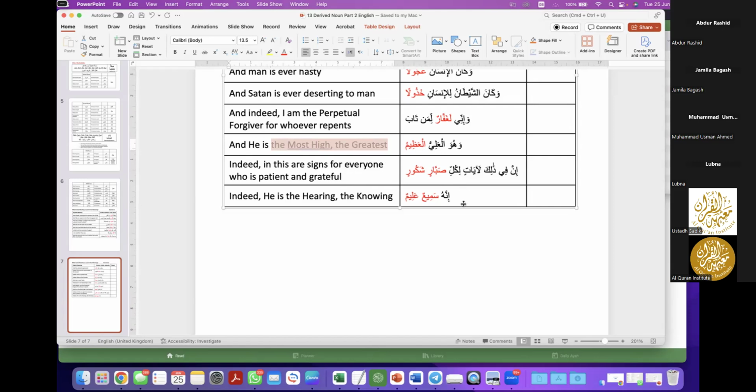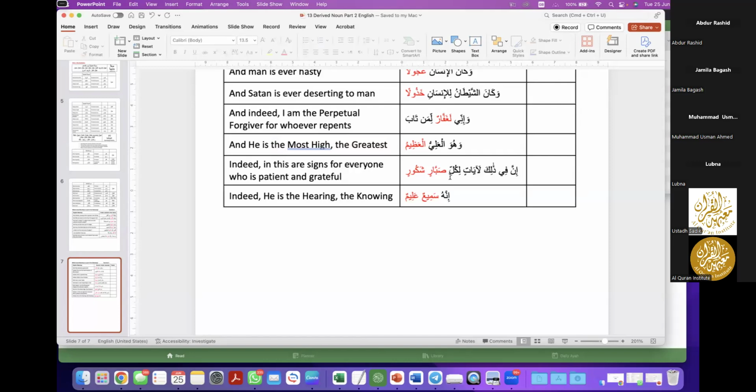Ustad, in the next one, we have two. إن في ذلك لآيات لكل صبار شكور. Indeed, in this are signs for everyone who is patient and grateful. إن في ذلك لآيات لكل صبار شكور.